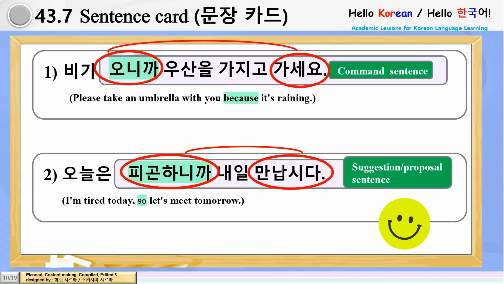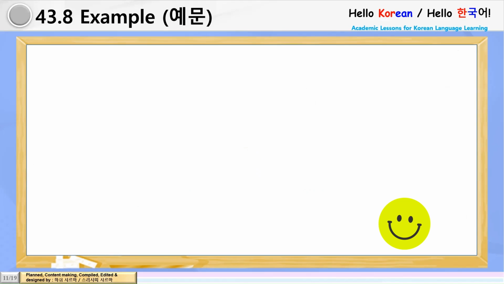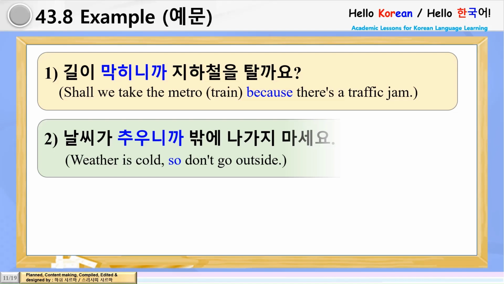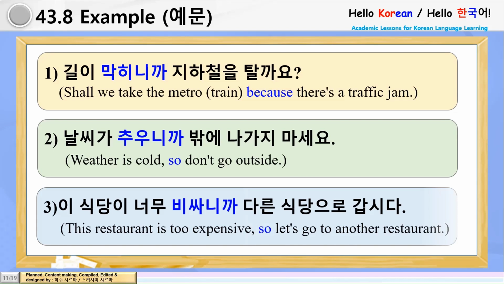So next now, some examples are here. Number one, kiri makhi nika chira choral thalkayo. Keep your eyes on the sentence ending and find out whether it is a suggestion, order, proposal, or command sentence or not. Number two, nalshi ga chu nikka phakke nagaji maseyo. Number three, ee shiktangi nomu pissa nikka harin shiktangru khapshida.